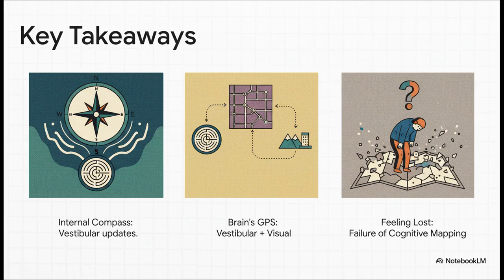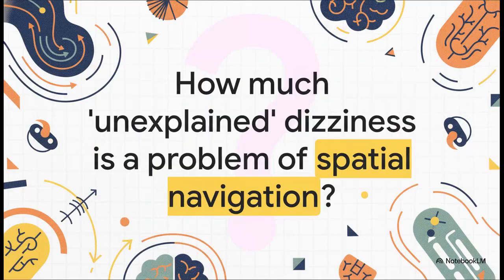And finally, and this is probably the most important point, when a patient comes to you complaining of feeling lost, that is a legitimate vestibular symptom, one that our standard reflex-based tests are almost certainly going to miss. And this really leaves us with a provocative thought to chew on. When we see a patient with that so-called unexplained dizziness, the ones with normal VOR tests, we really have to start asking ourselves, how often are we actually looking at a primary failure of the brain's cognitive map?